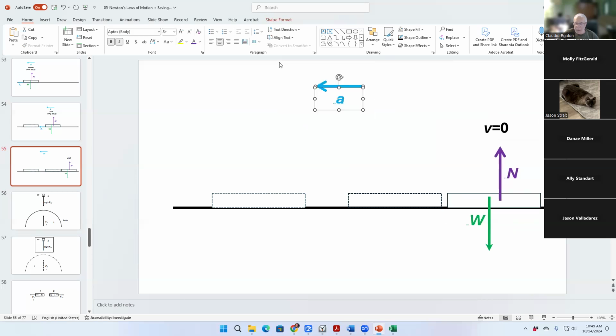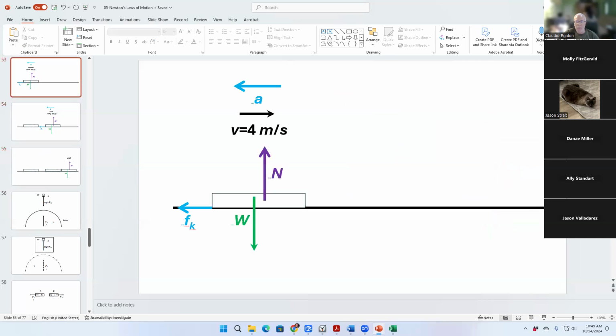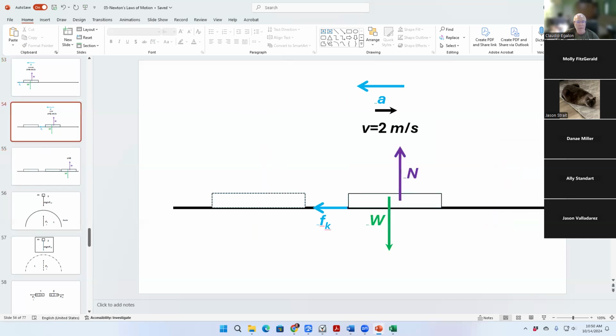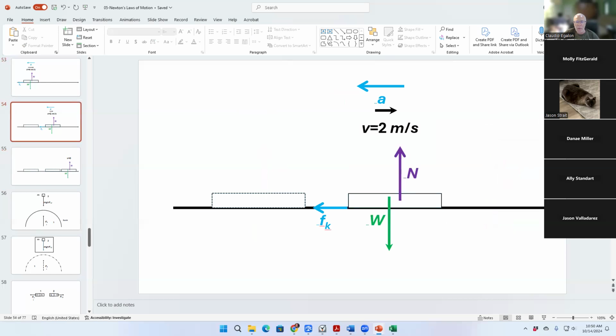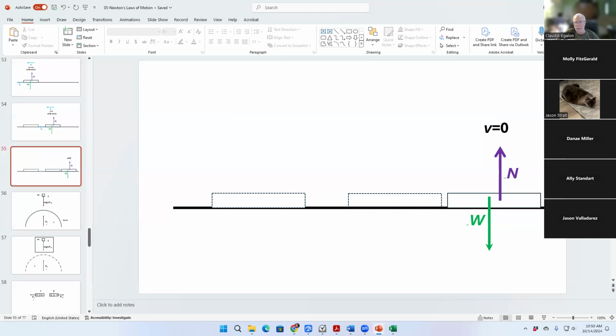Okay, and now we no longer have an acceleration because the object came to a stop, right? So here you go. Initially, the object is here, moving at 4 meters per second, and we have this force of kinetic friction. A little bit later, the object is slowed down to 2 meters per second. The acceleration is the same because the force of kinetic friction didn't change until the object comes to a full stop. Okay? Along the way, I have this motion diagram that you can see.